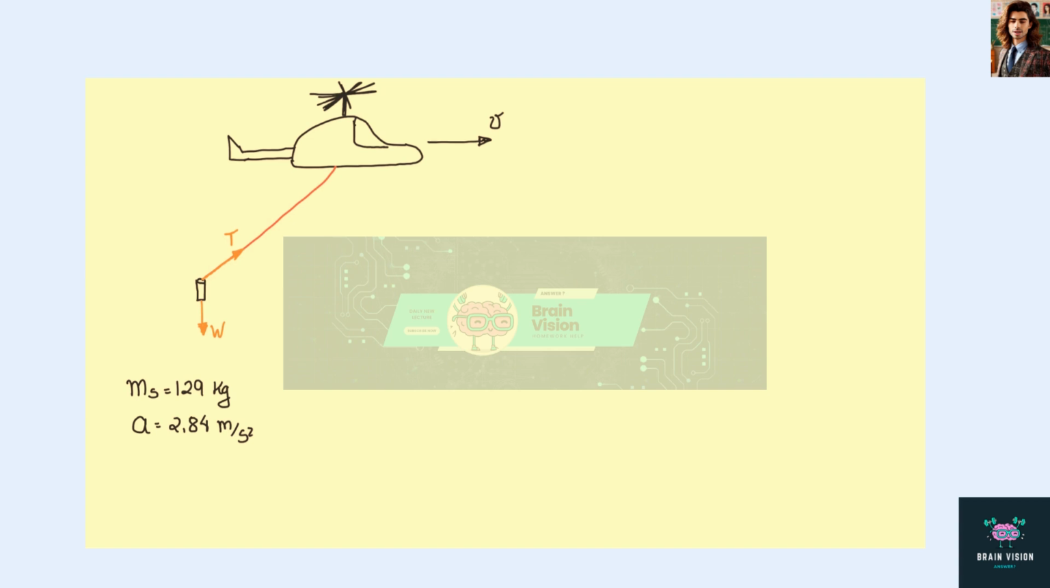To determine the tension in the cable, we can use Newton's second law. So the tension in the cable has two components. One component is this one, the vertical component, which counterbalances the weight. So let me call this Ty. And the horizontal component, which is this one. And this is responsible for accelerating the laser sensor.